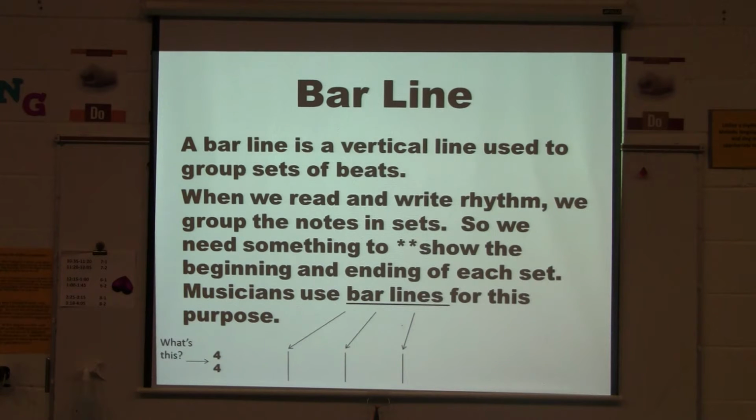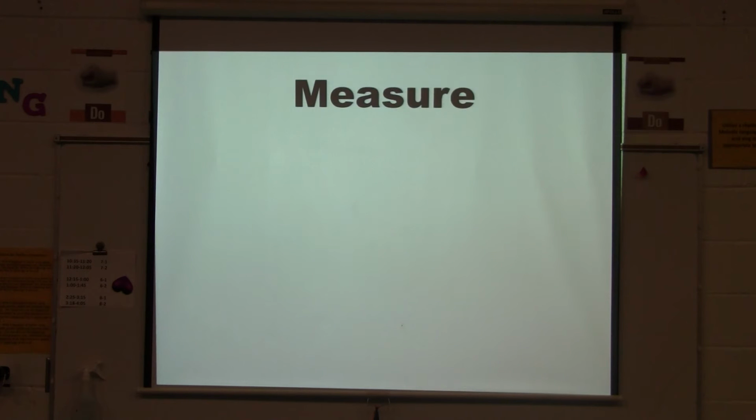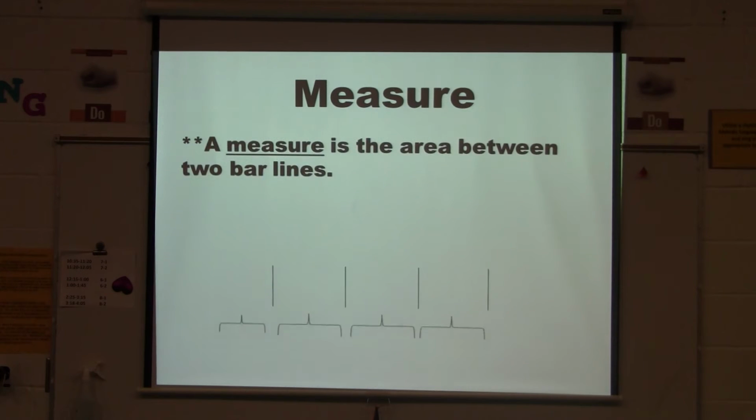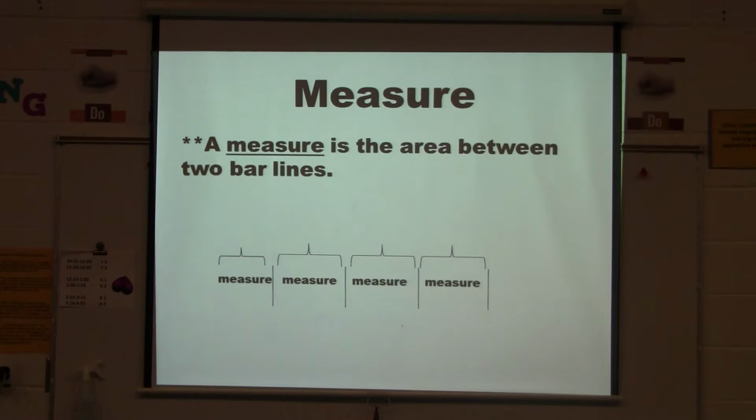Who remembers what that's called? Yeah, it's a time signature. Okay, let's go on. A measure. A measure is the area between two bar lines. It also is at the very, very beginning. They don't start with a bar line, but that very first area is also called a measure. So there's 4 measures. And what are those called? This one over here is time signature, and then these vertical lines are called bar lines.